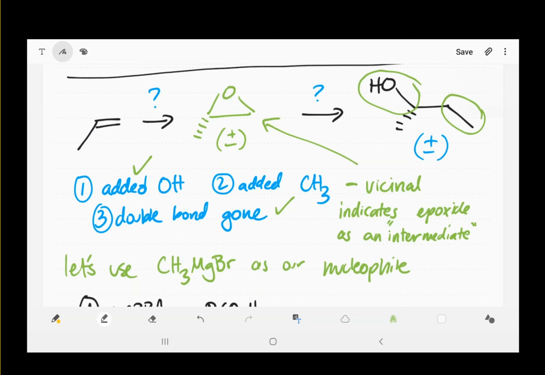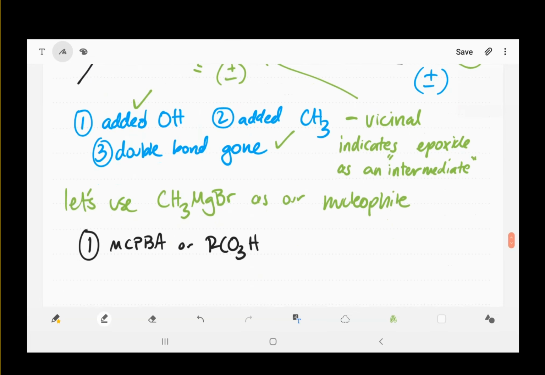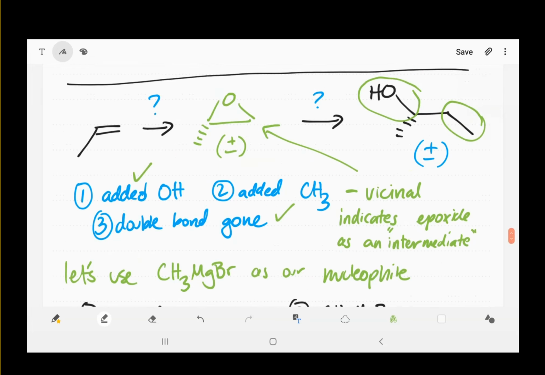And then, since we said we're going to add our CH3MgBr as our Grignard reagent nucleophile, that'll be like step 2, and then we just need water at the end to protonate our alcohol. So those would be the steps that we would go to make this molecule from that alkene.